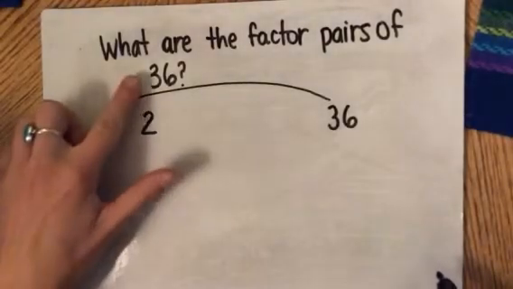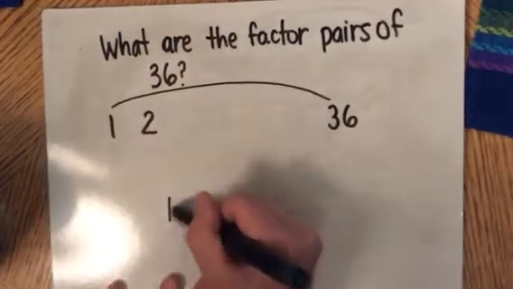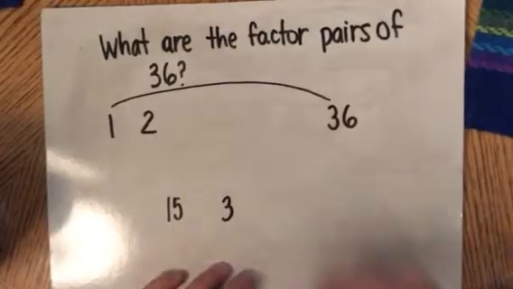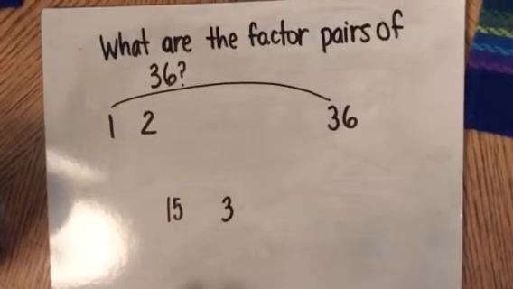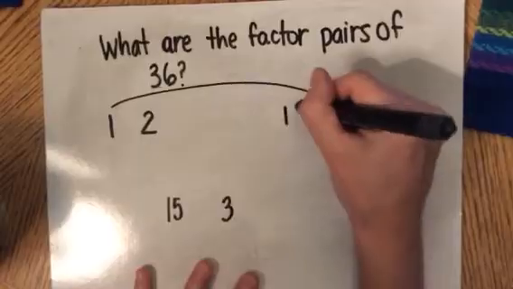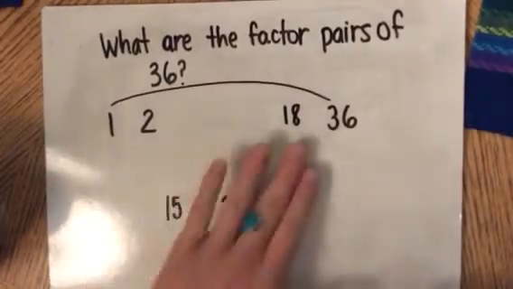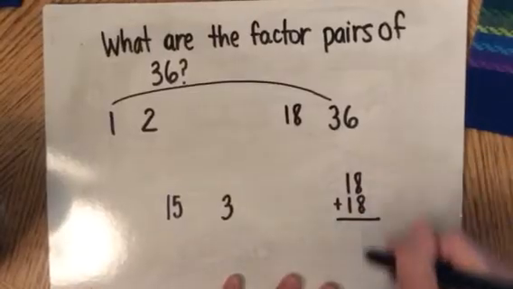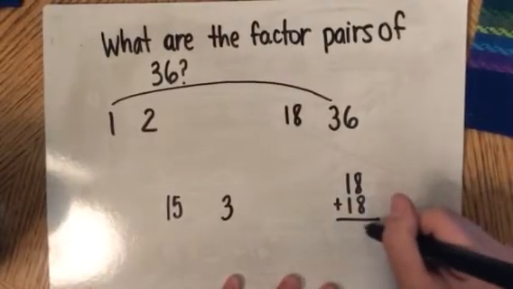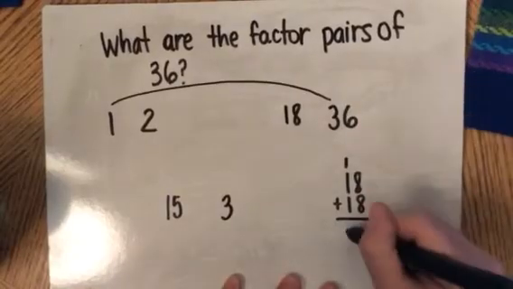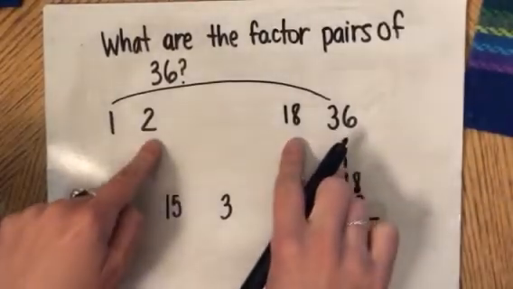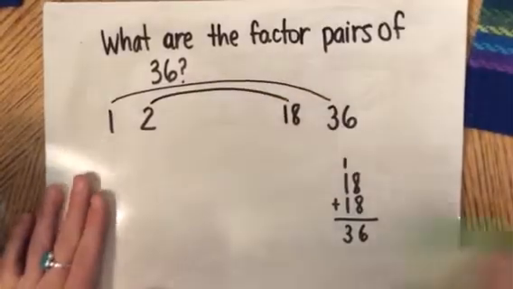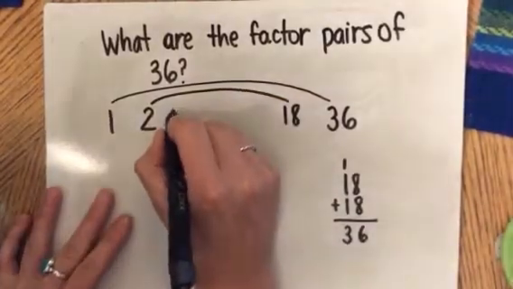Well, I know that half of 30 is 15, and half of 6 is 3. So, 15 and 3 together are 18. So if I check that, 2 times 18, if I add 18 twice, will I get 36? 8 plus 8, carry my 10, 36. So I know 2 multiplied by 18 is 36.